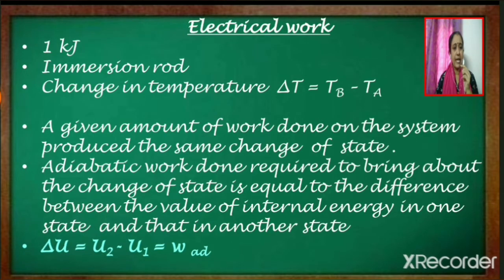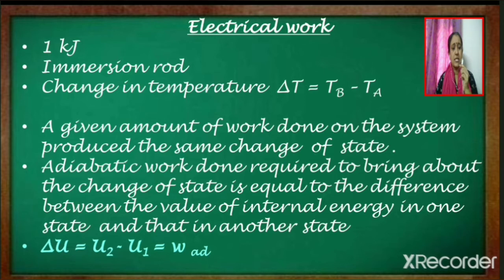Now instead of mechanical work, let 1 kilojoule of electrical work be done on the system. Note that here instead of mechanical work we are using electrical work, but the same amount of work is done on the system. It is 1 kilojoule of work. Now how can this electrical work be done on the system? By keeping an immersion rod. So when 1 kilojoule of electrical work is done on the system, there will be a change in temperature. Since the amount of work done is the same, the system will move to the same final state B. So the change in temperature delta T can be taken as equal to TB minus TA.